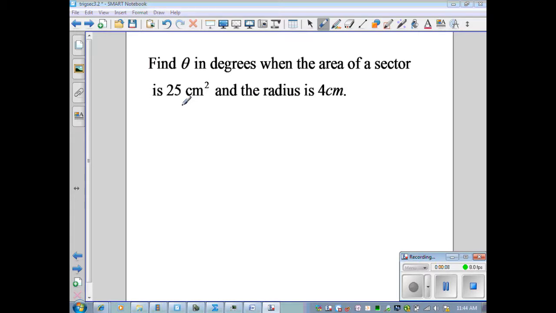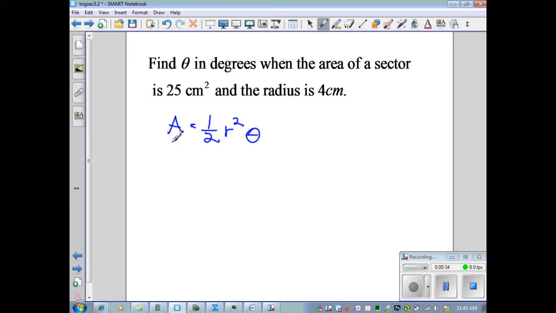The next example wants us to find theta in degrees when the area of the sector is 25 centimeters squared and the radius is 4 centimeters. Let's first recall that our formula for area of a sector is A equals 1/2 r squared theta. Theta is in terms of radians, and our final answer needs to be in terms of degrees. But we can substitute our known values into our function, solve for theta, and then determine what we need to do after that.